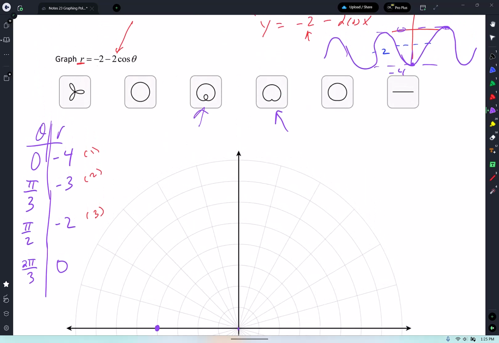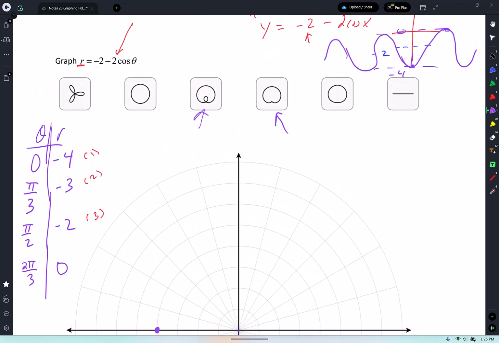Oh wait, hold on. Did I say 2? That's a mistake. It's not 0. Cosine of 2 pi over 3 is -1/2. -1/2 times -2 is +1. -2 plus 1 is -1. Now we're right, or else we would have had a messed up graph.